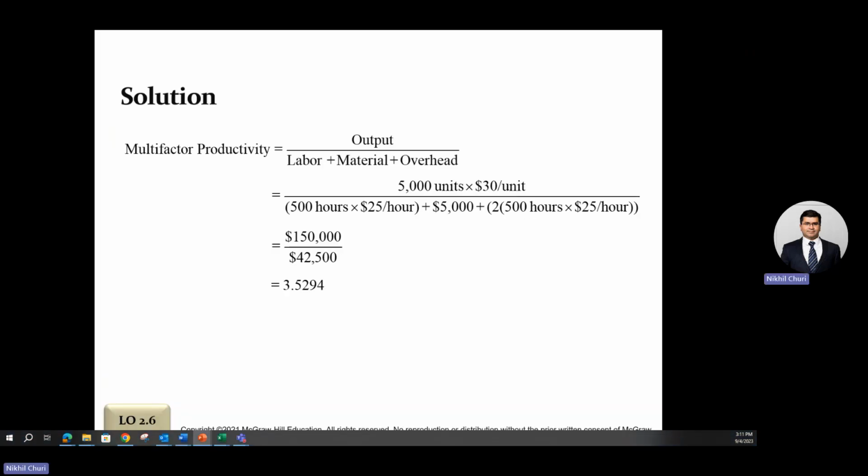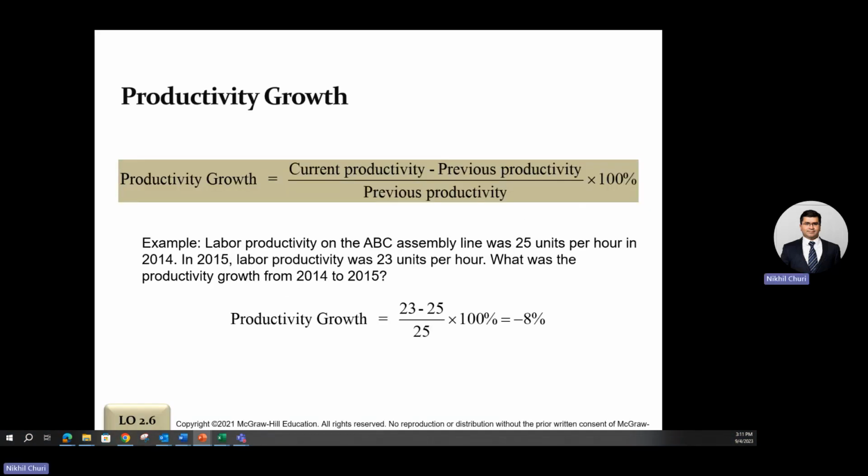Learning some more theory. The next one is productivity growth. This is another type of formula or situation you might come up with to understand the growth over a given period of time. The formula is current productivity minus previous productivity, divided by previous productivity, and it is always denoted in percentage, so you multiply by 100%.